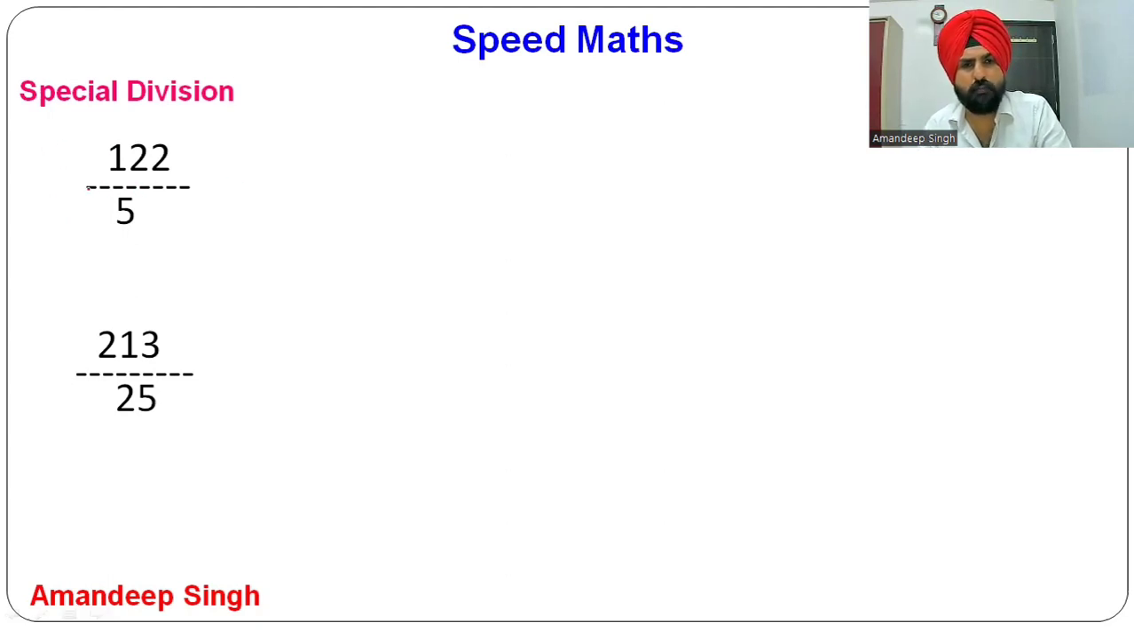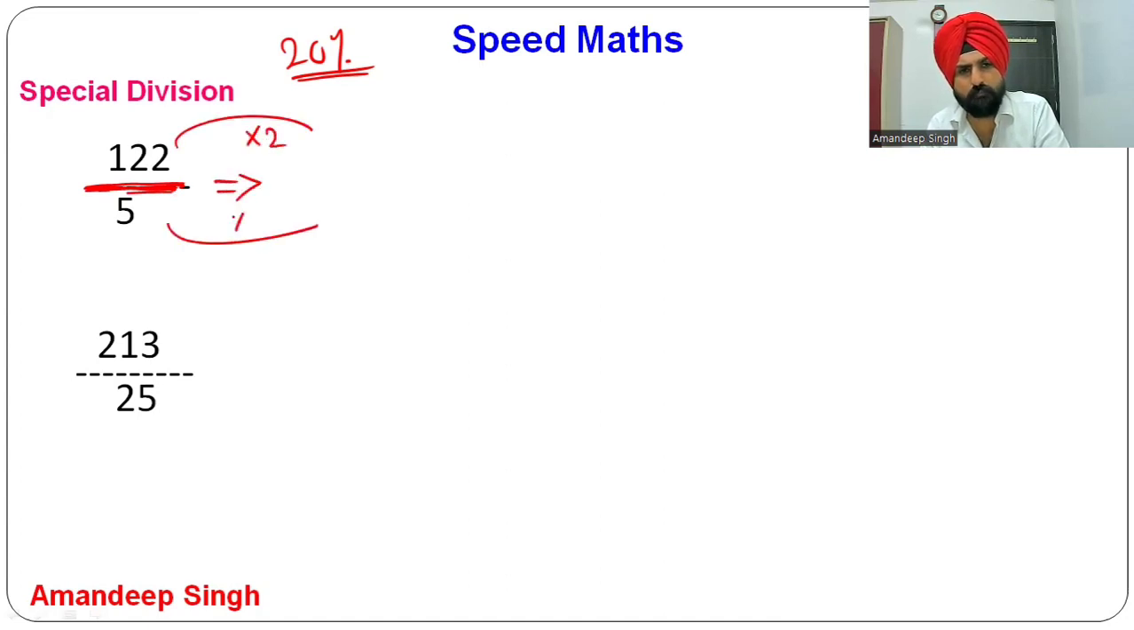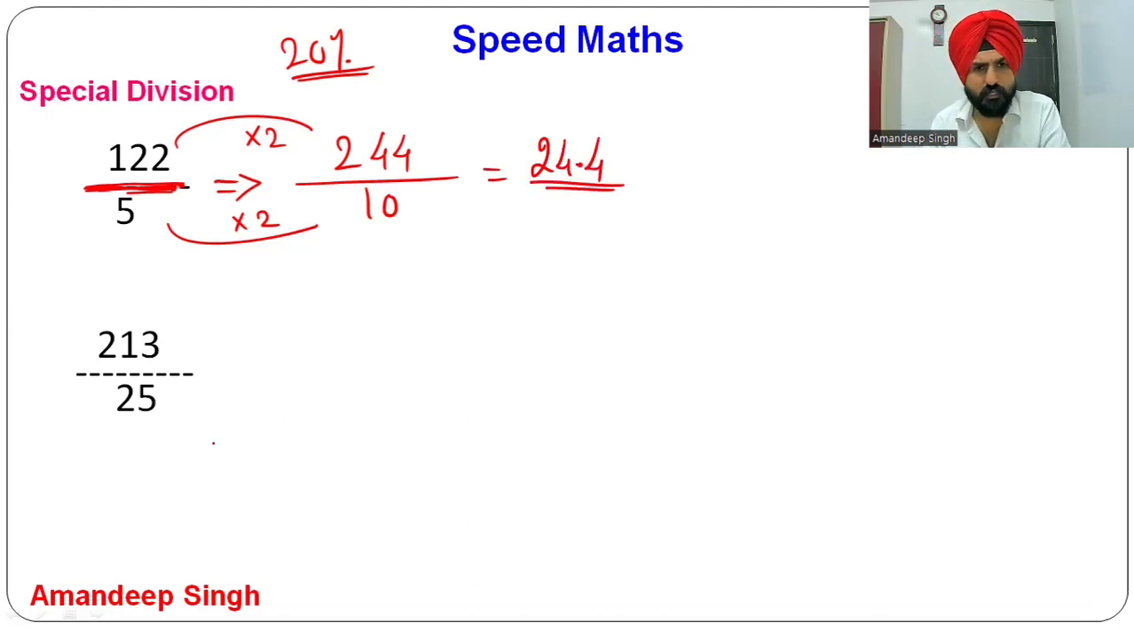Similar logic is applicable for division. Suppose you want to divide a number by 5, which means you want to calculate 20% of the number, because 20% is simply 1/5 of the number, right? So if you multiply numerator and denominator both by 2, what do you get? You get 244 upon 10. So this is very easy. The answer is 24.4.